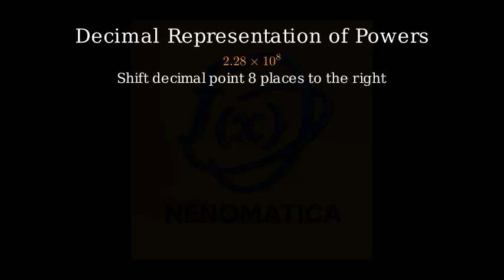Welcome to our math video. Today, I'll show you how to write exponential numbers in decimal representation. Let's begin with our first example, 2.28 times 10 to the power of 8. To convert this to the decimal representation, we need to shift the decimal point 8 places to the right. When we move the decimal point 8 places to the right, we get 228 million.